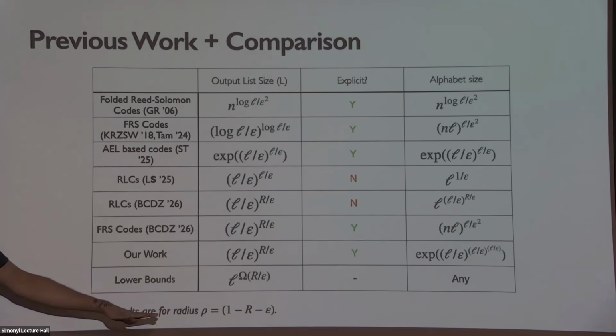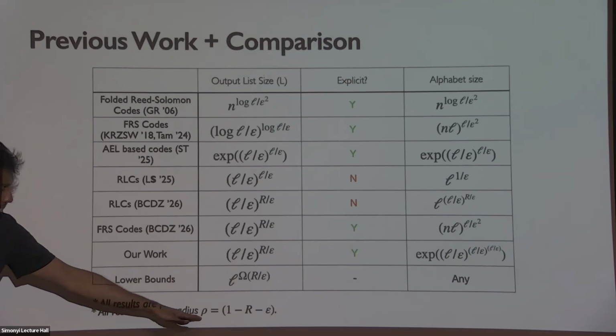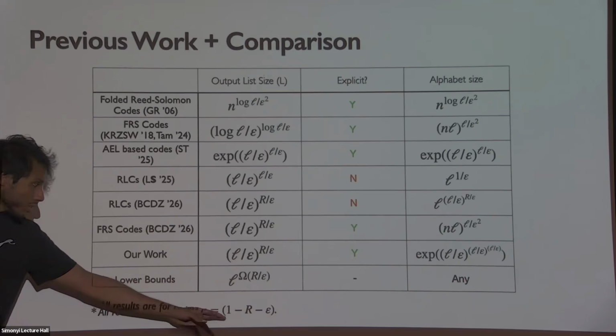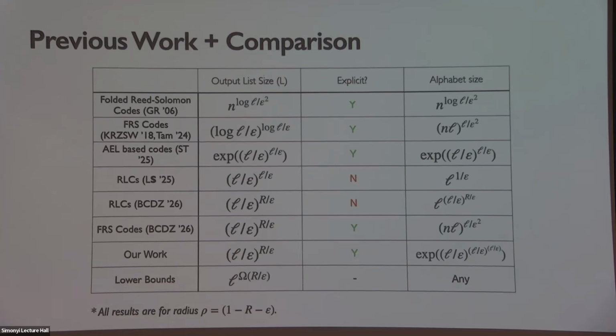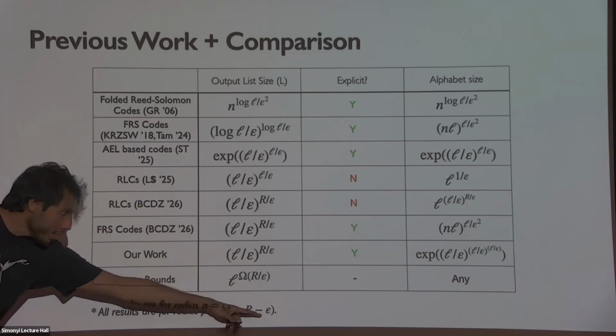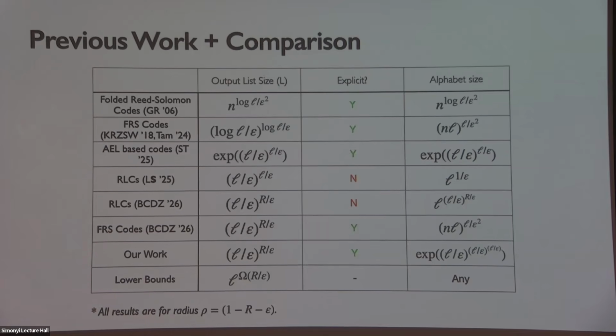Just to note, all these results are for the case where the radius is the maximum possible. If you have a rate R code, then this is the maximum radius you can have. The epsilon is going to be a slack. You cannot get that radius exactly; you have to be a little bit shorter than that. Once you have this radius, we can talk about what's the best output list size L you get once you fix the epsilon, which is the slack, the distance from the radius, and the input list size l.